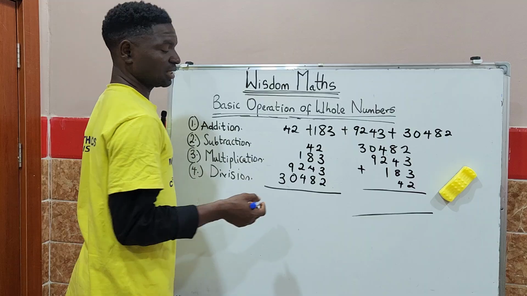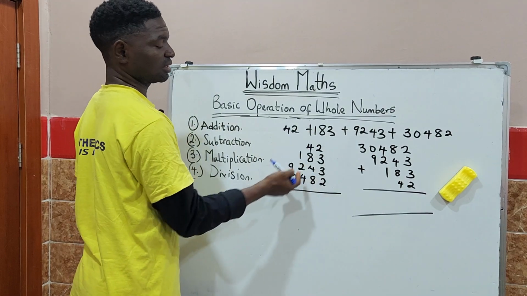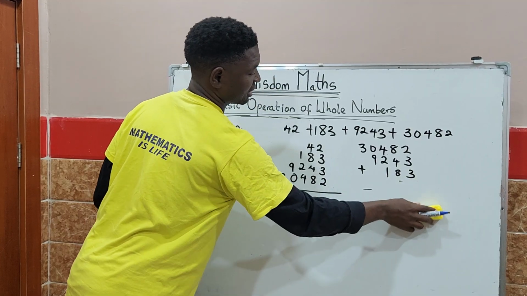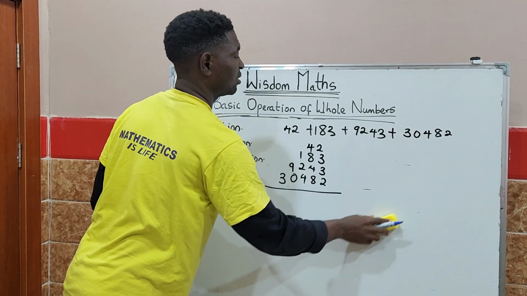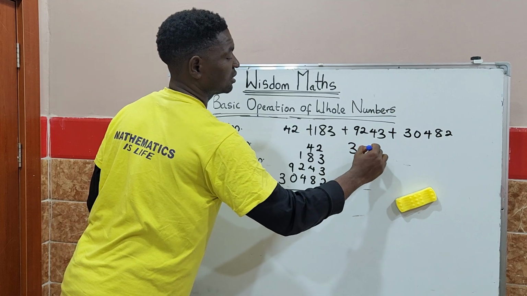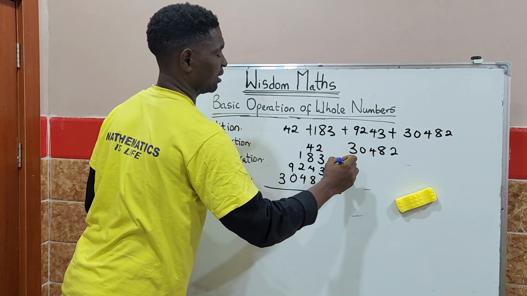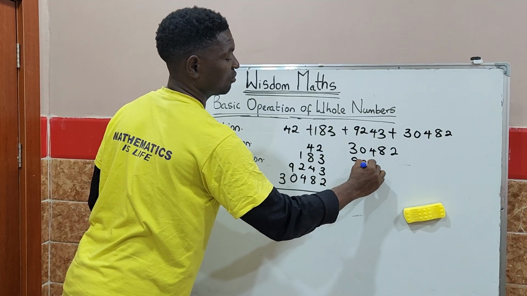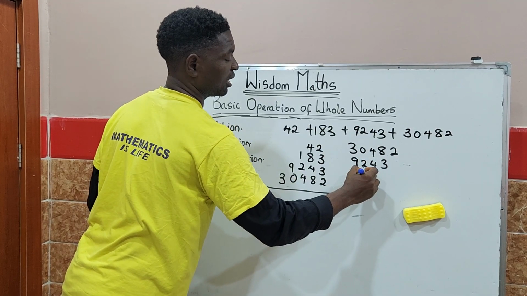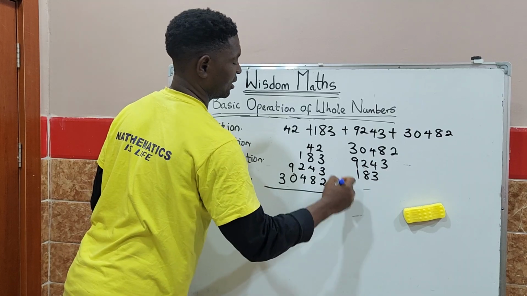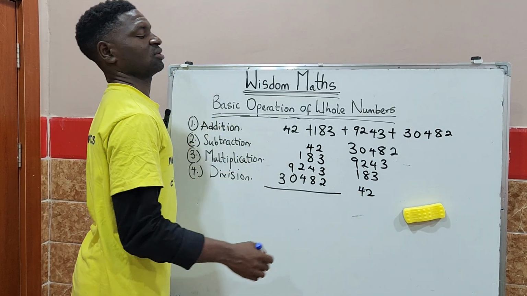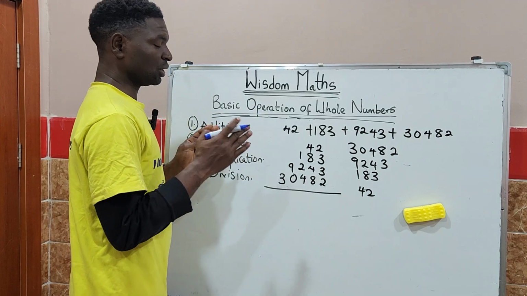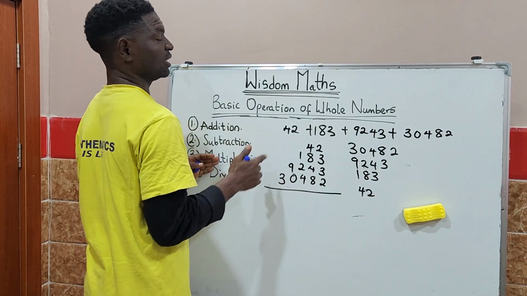But imagine a student makes a mistake. Some student might set it like this: write 9243, then 183, then 42 placed incorrectly. Imagine a student sets it like this. That's wrong. So the setting is unit under unit, tens under tens.